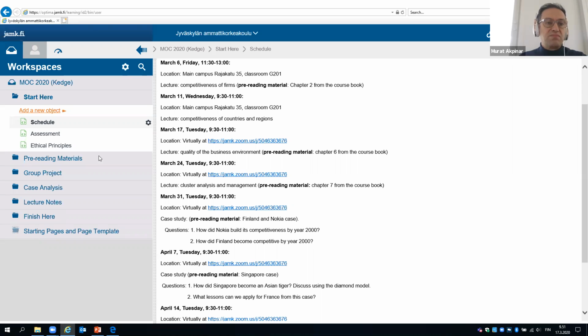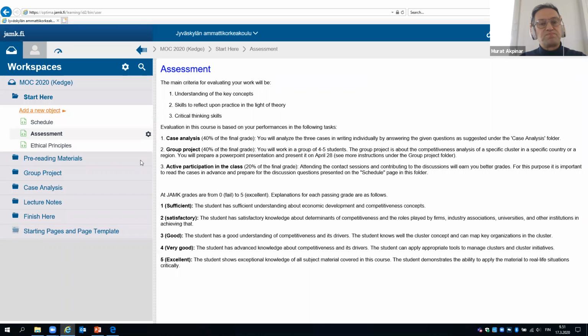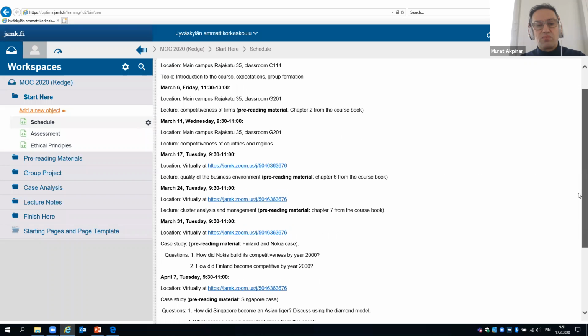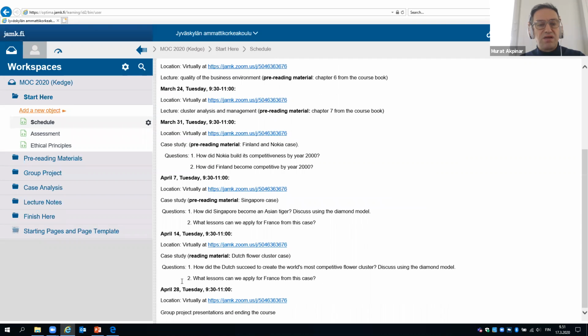Remember that your group assignment is still valid. The group project that you will be doing, which counts for 40% of your final grade, that is still valid, and you will be making your presentations on April the 28th, again in this platform. So 40% comes from the group project, 40% comes from the case analysis, and 20% comes from your active participation in our virtual platform.